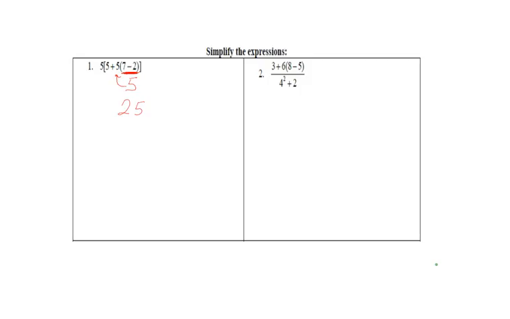After getting this far, this 25 will add to this 5 right over here. And 5 plus 25 is 30. But wait, there's still a 5 outside. And this 5 is going to multiply to 30 to become 150. And that is the answer, 150.